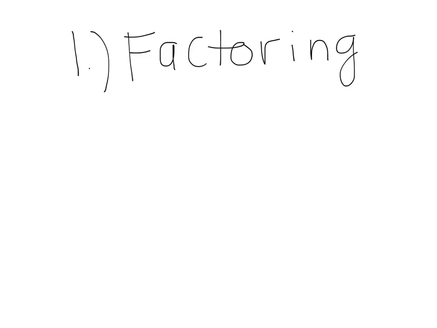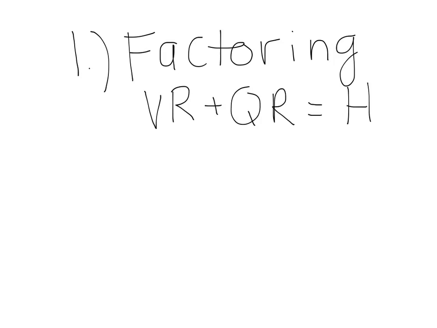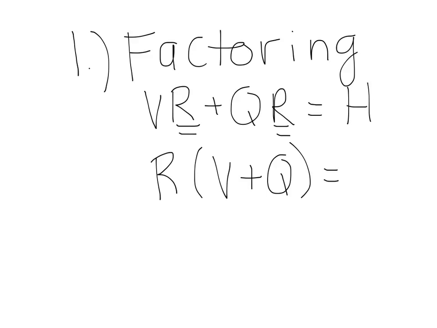So when we had something like VR plus QR equals H, and we were solving for R, R was in 2 places, so we tried to factor out an R, leaving us with V plus Q inside of the parentheses. We were able to do this because factoring is basically just undoing the distributive property.